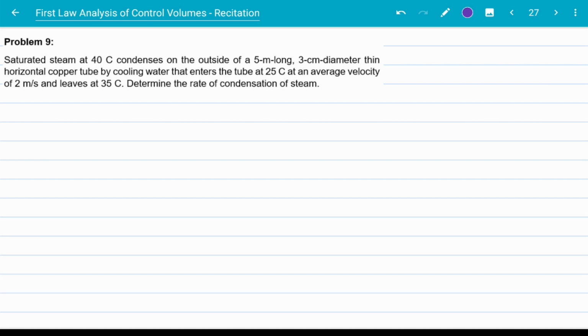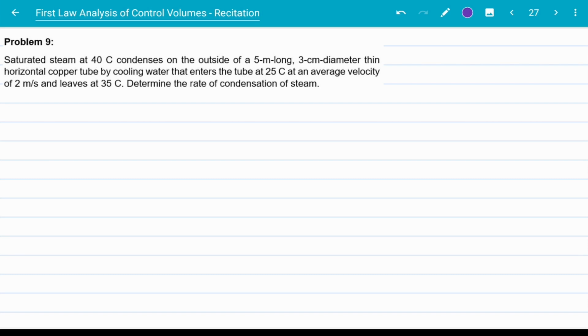Okay, problem 9. We are dealing with another heat exchanger. Saturated steam at 40 degrees Celsius condenses on the outside of a thin horizontal copper tube by cooling water that enters the tube at 25 degrees with an average velocity of 2 meters per second and leaves at 35 degrees. We are asked to find the condensation rate of steam.